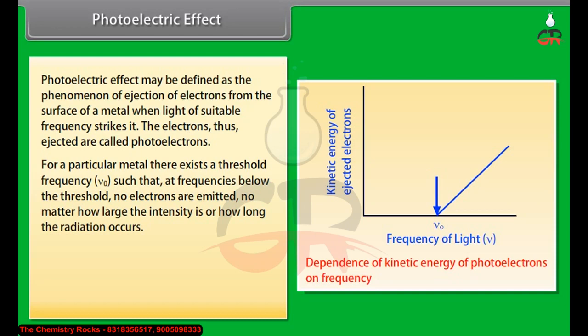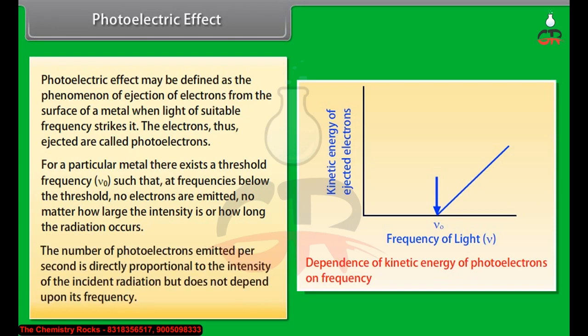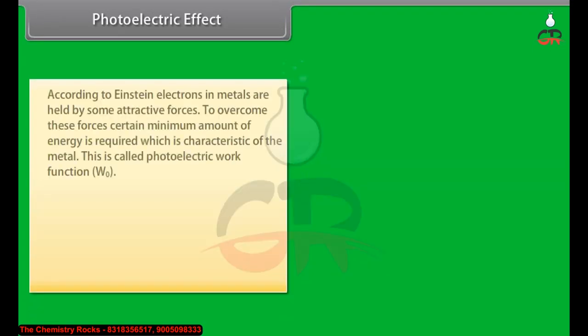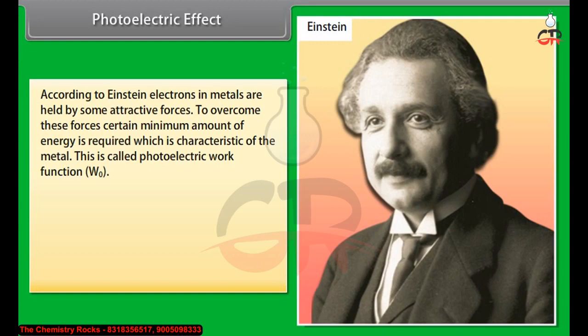The number of photoelectrons emitted per second is directly proportional to the intensity of the incident radiation but does not depend upon its frequency. According to Einstein, electrons in metals are held by some attractive forces. To overcome these forces, certain minimum amount of energy is required, which is characteristic of the metal. This is called photoelectric work function W0. W0 = hν0. Einstein equation can be written as hν = hν0 + KE. KE = hν − hν0.